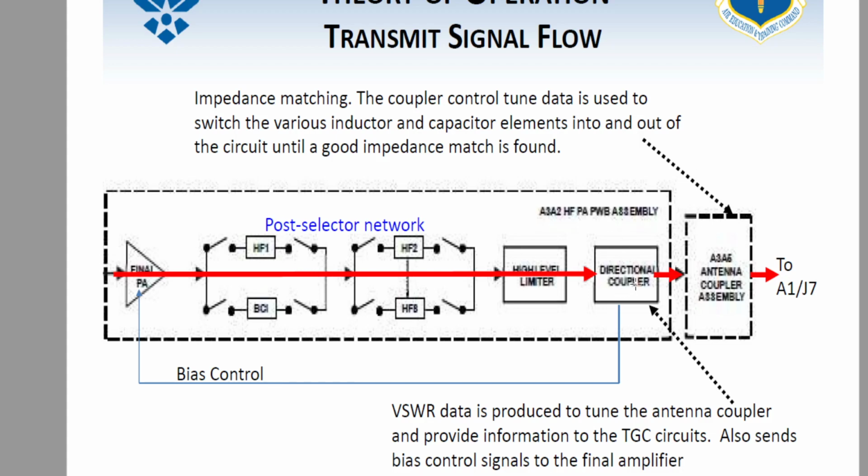Okay, so let's get back to talking about this directional coupler. So why do we need that VSWR tuning data? What do you guys think? What does it say down here? Okay. Yeah, it tunes the antenna coupler and it provides the information to the TGC circuits. What were the TGC circuits again? I know, I'm asking you to remember what we talked about like 15 minutes ago.